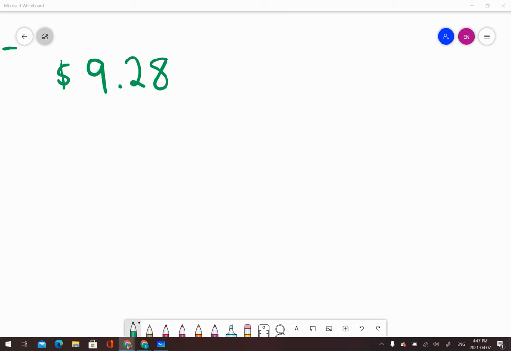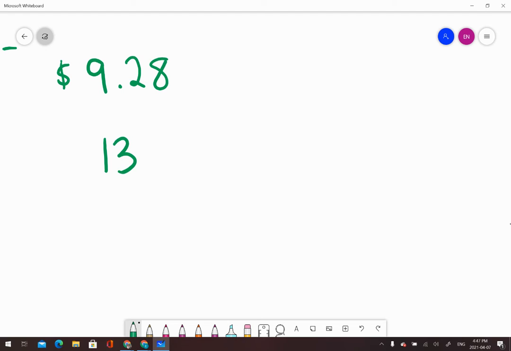Hi, folks. We're going to look at two different ways to calculate sales tax, two different strategies. Let's begin with the idea that my meal costs $9.28, and I know that my tax is 13%. That's going to have to be added on there.